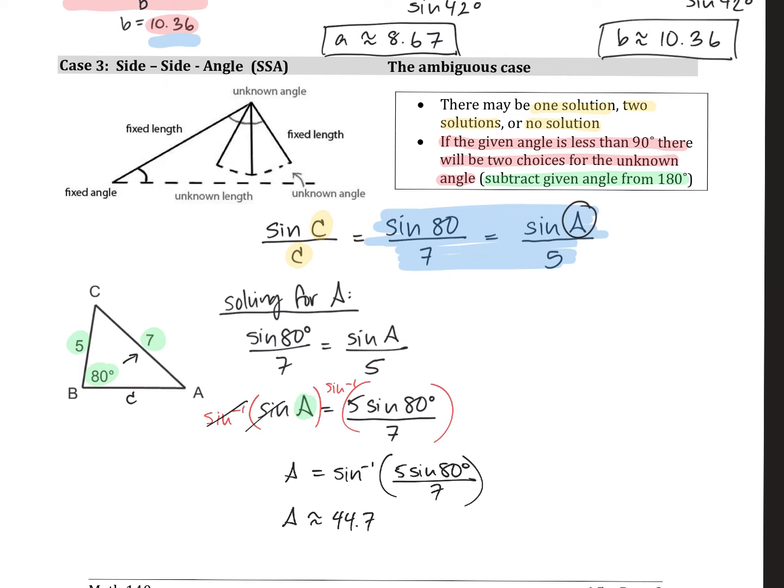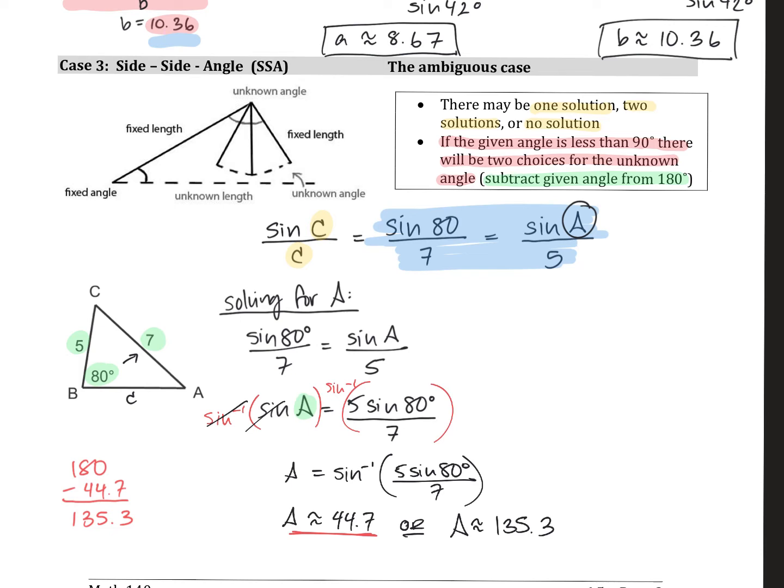Now this is where things change up a little bit. Because we have the ambiguous case, we need to take into account that we could have the other possible angle with this. So we're going to write or, and to find the other angle, we're going to take 180 minus the value we just found, 44.7. And the other possible angle comes out to be 135.3. So, or, we have the possibility that A is approximately equal to 135.3.